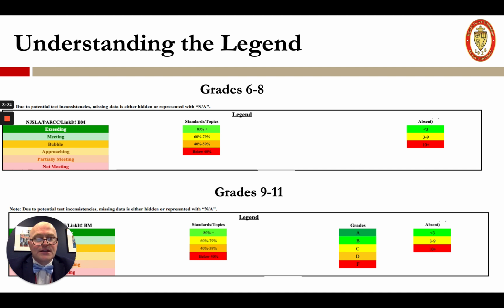To the right, you'll see the legend for the color coding for attendance. 3 absences or less is exceeding, 3 to 9 are approaching, and if you have an indication of a red, that means we need to provide additional supports to your student. And this pertains to grades 6 through 8 and grades 9 through 11.